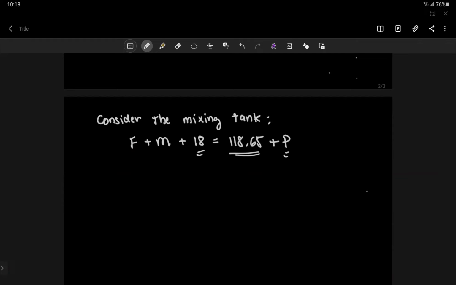And if you notice, dalawa lang ang unknown dito, which is M and P. So let me rewrite the equation. M minus P becomes 0.65 if you are going to simplify the equation. Let me consider this as equation 1.